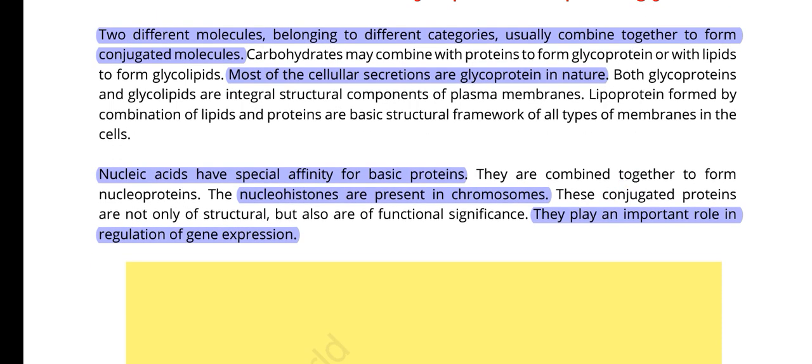Both glycoproteins and glycolipids are very important, lipoproteins are also very important, and nucleoprotein, as we know, the name refers to nucleic acid, so it has some special affinity for the basic proteins, and these proteins are known as the histone proteins. Nucleic acid and histone form the nucleohistones and they are present in the chromosomes, and they play an important role in the regulation of gene expression.